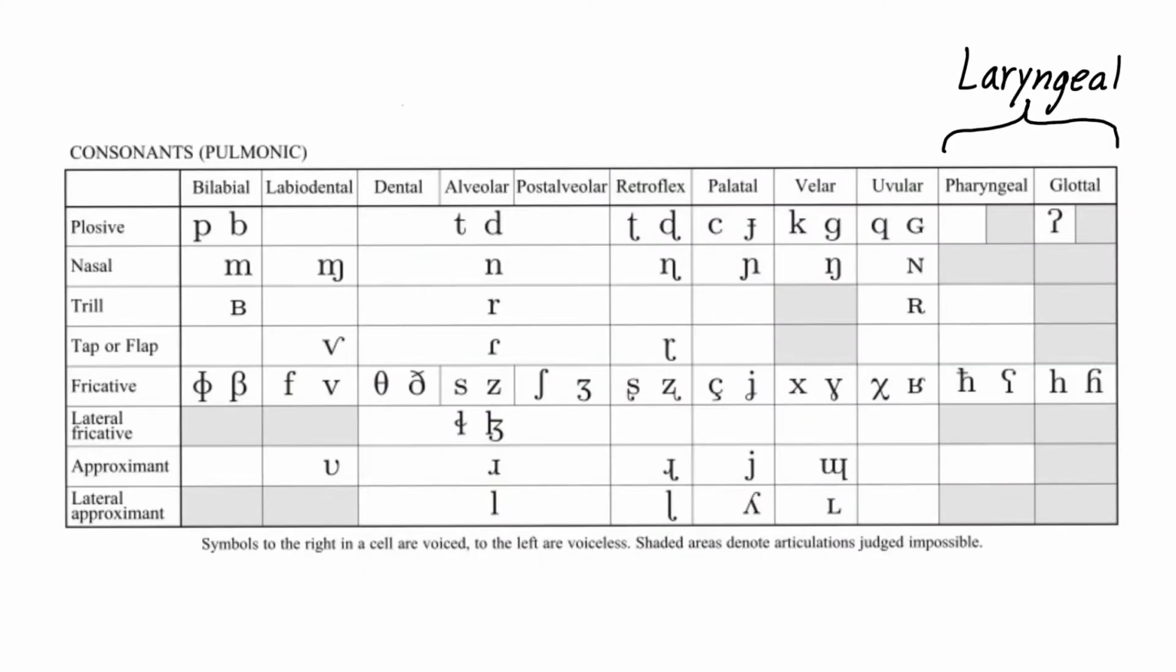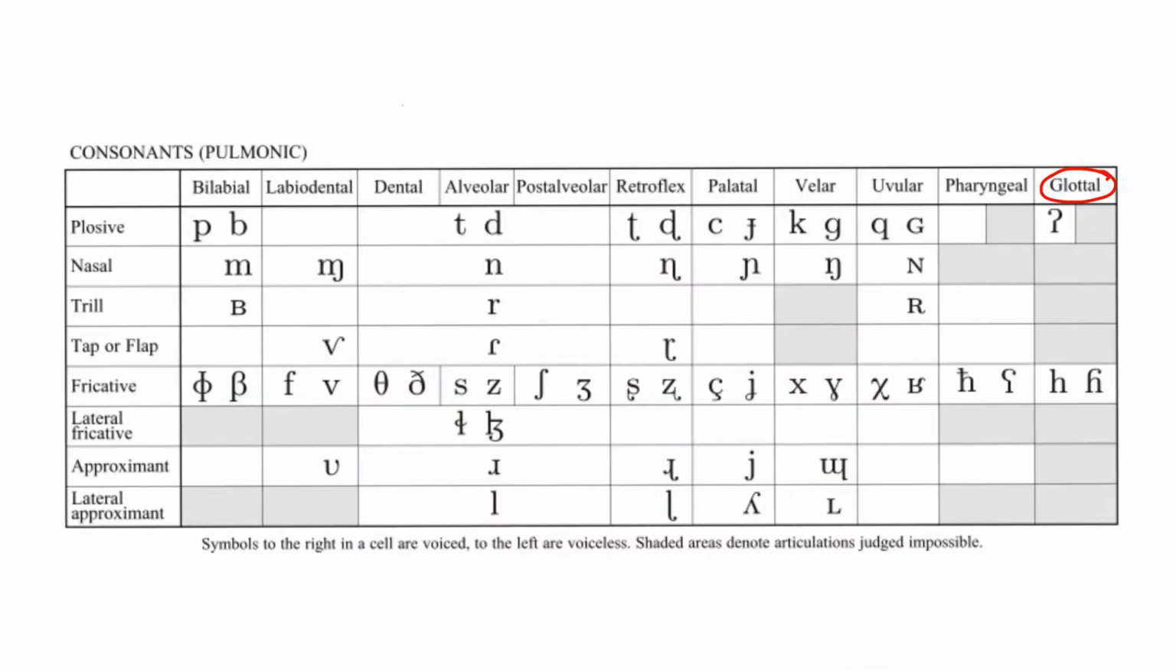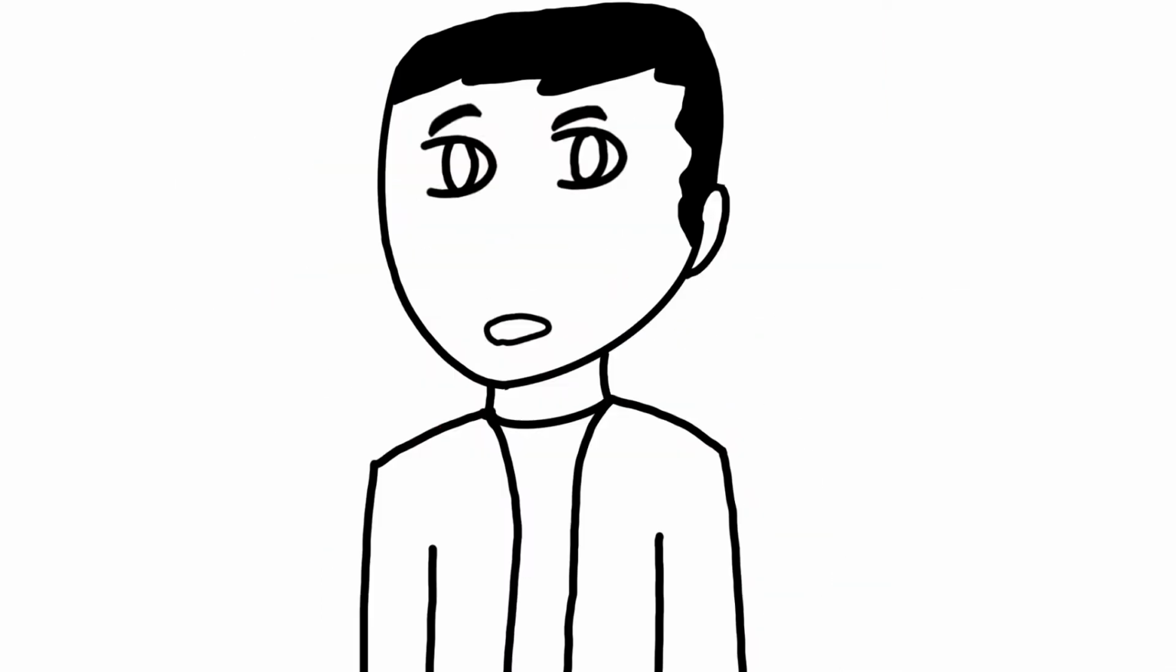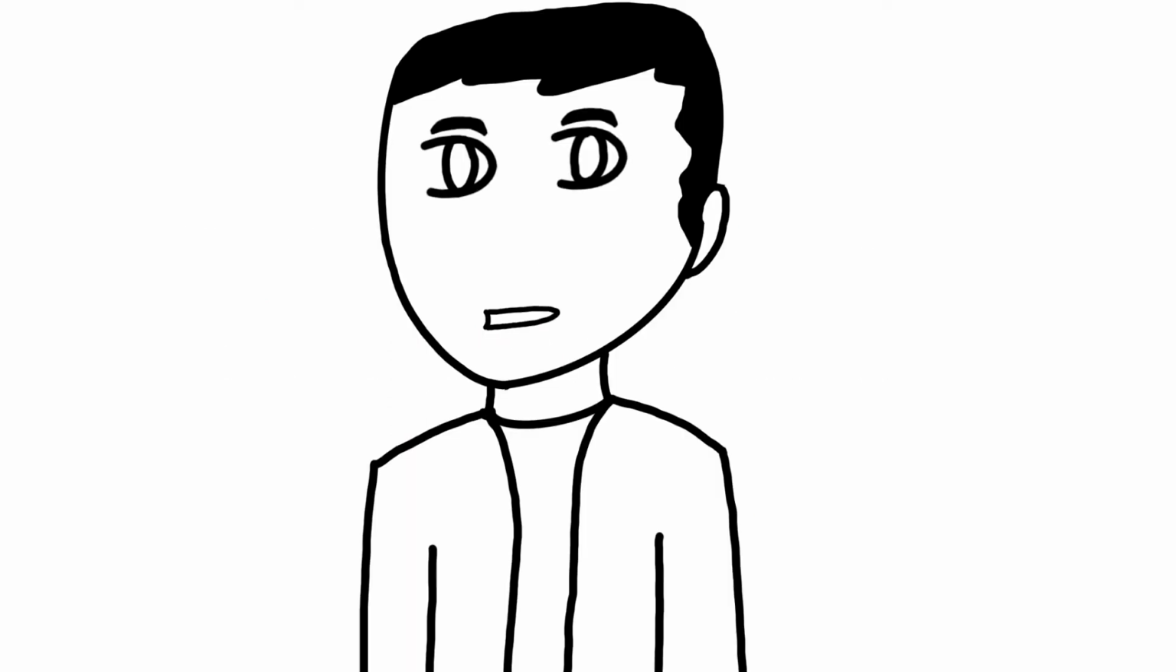Here, we have the laryngeal consonants. Pharyngeals are articulated primarily in the pharynx, or here. Glottals use the glottis as the primary articulation. We use the glottal stop in English a bit. For example, like in uh-oh, there's a glottal stop there. It's something English speakers don't really notice.